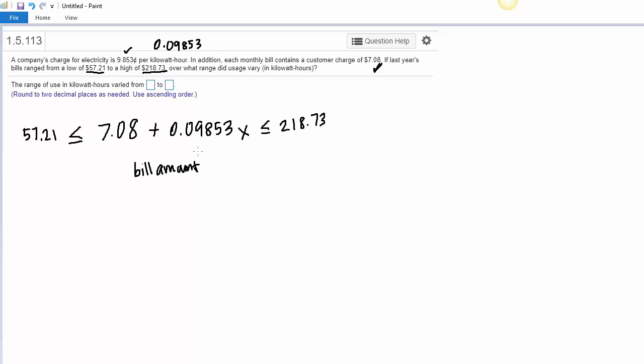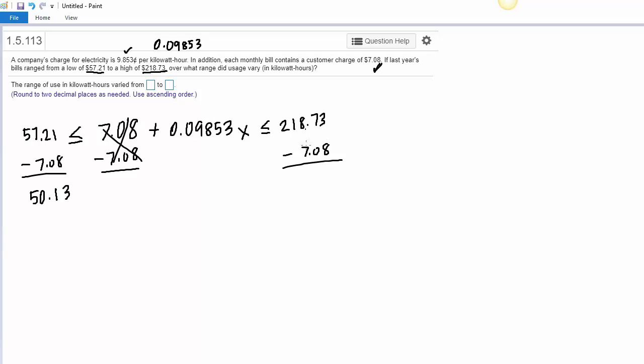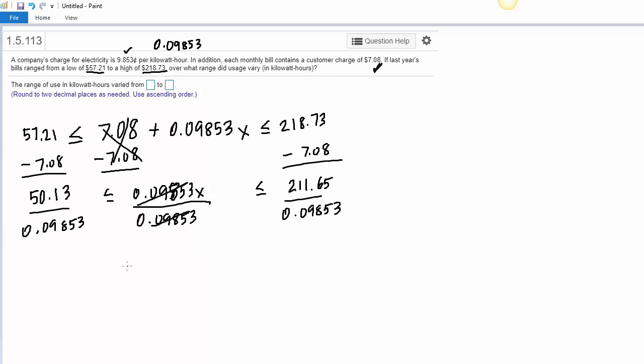And now that we have that, we just do algebra on these parts here. We solve a compound inequality like this the same way we would solve any inequality or equation, but in this case we have to do it on the left-hand side and the right-hand side. So that's eliminated, and we subtract here and we get $50.13. Subtract 7.08 over here and we get 211.65. And so we bring down the rest of our expression. Now we divide both sides by 0.09853. And so this middle term cancels and we have x.